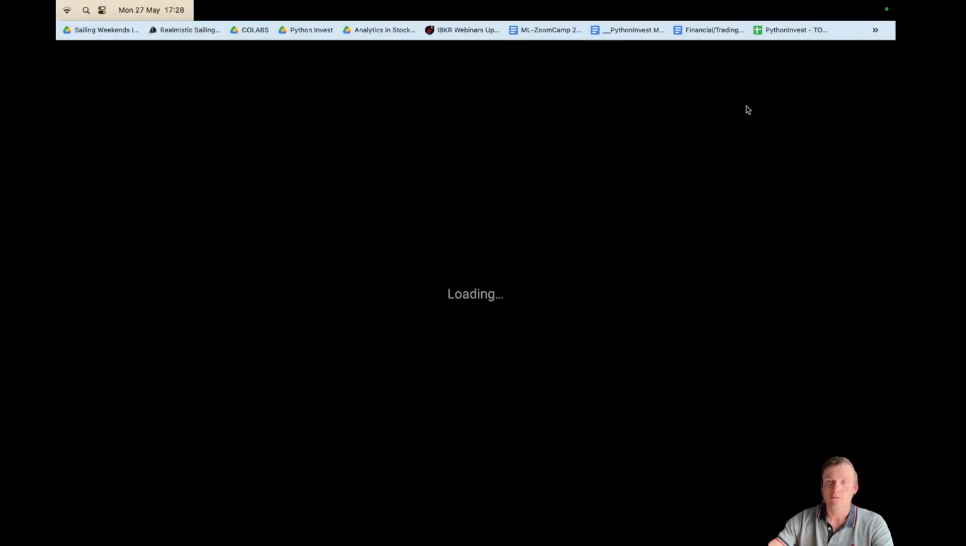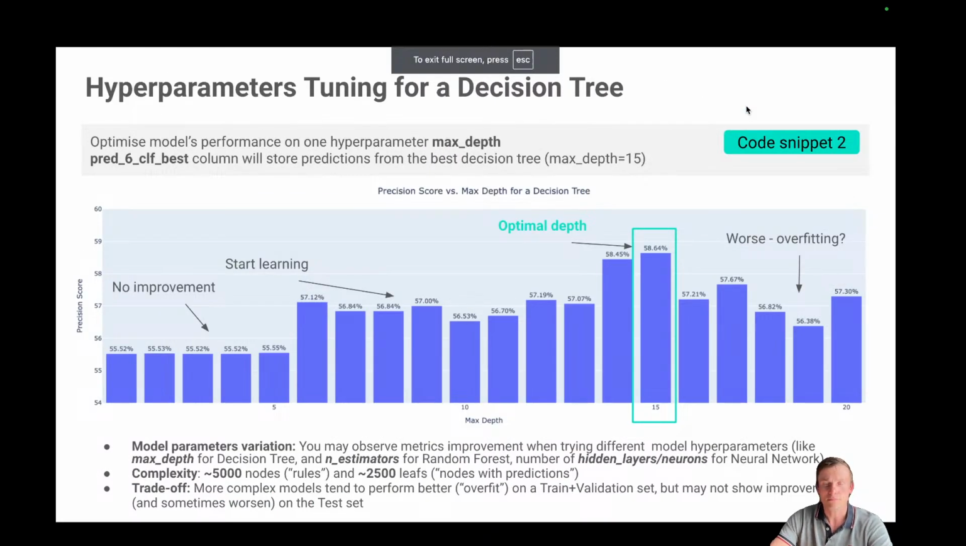So let's move on to the next piece, and hopefully you got the same result when you were doing your homework. So here what I have: we train a decision tree model. We optimize on one hyperparameter, which is the maximum depth. So more depth, more cases are covered, and the model can explain more situations that happened previously.